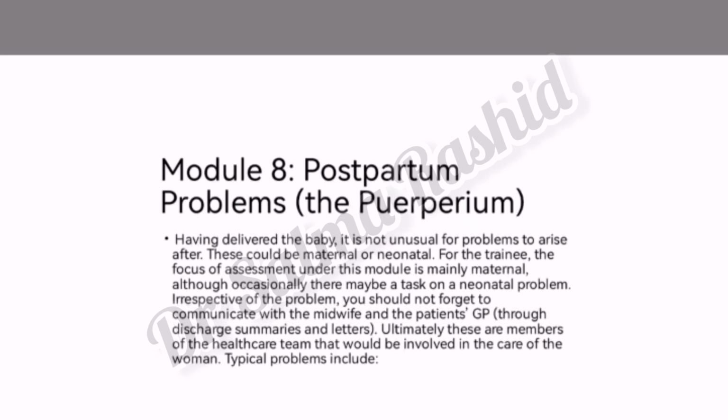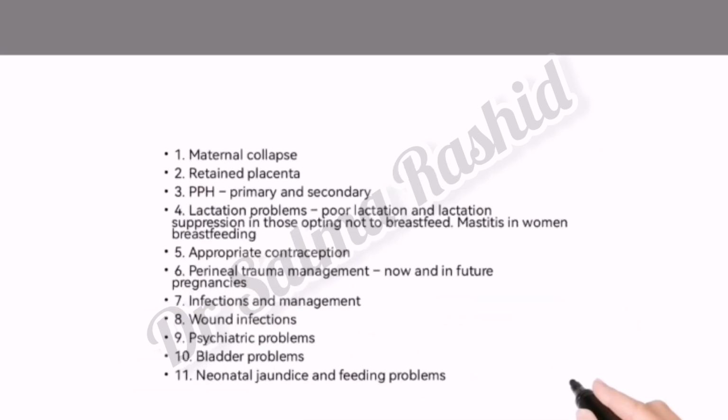Typical problems include maternal collapse, retained placenta, postpartum hemorrhage, primary or secondary, lactation problems, poor lactation, and lactation suppression in those opting not to breastfeed, mastitis in women breastfeeding, appropriate contraception, perineal trauma management now and in future pregnancies, infections and management, wound infections, psychiatric problems, bladder problems, neonatal jaundice and feeding problems.